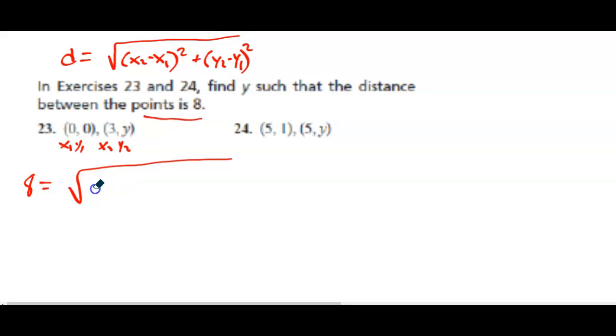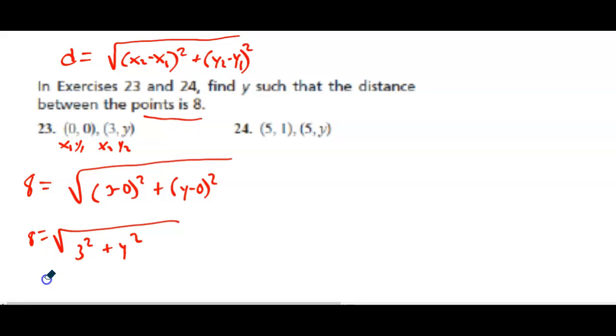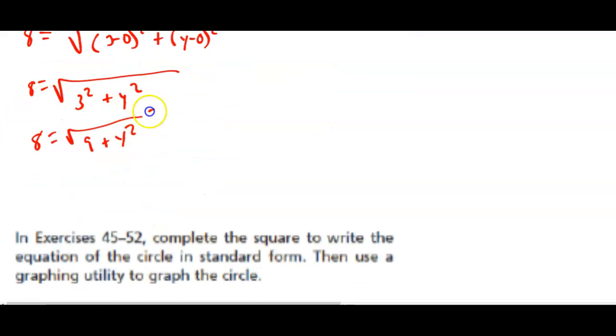Okay, so you have (3 minus 0) squared plus (y minus 0) squared. And we simplify from there. 3 minus 0 is 3. And then reduce it from there. 9 plus y squared. Now, on both sides here, what we gotta do is square both sides to get rid of the radical.